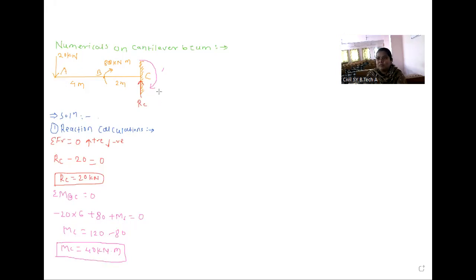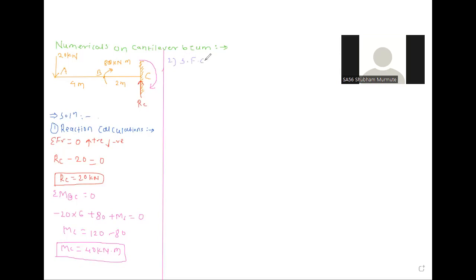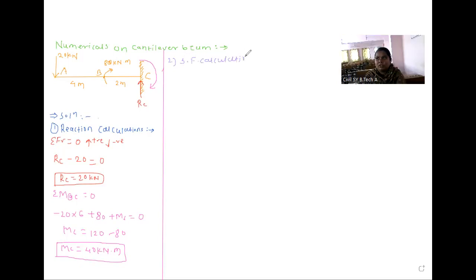We will move towards the second step, that is shear force calculation. Step number two, shear force calculations. We will start from point A. Now you tell me the shear force at A, which is equal to... At point A only one force is there, and it rotates the beam anti-clockwise. So minus 20 kilonewton.